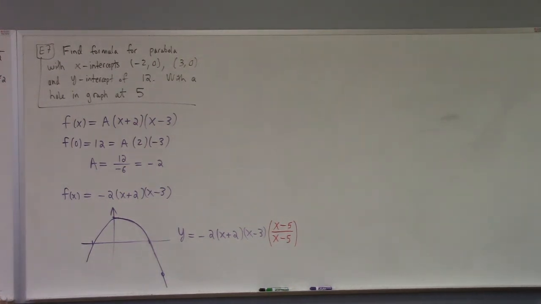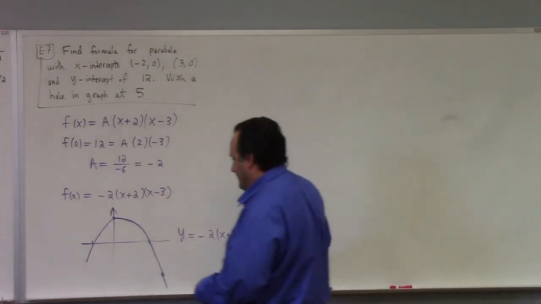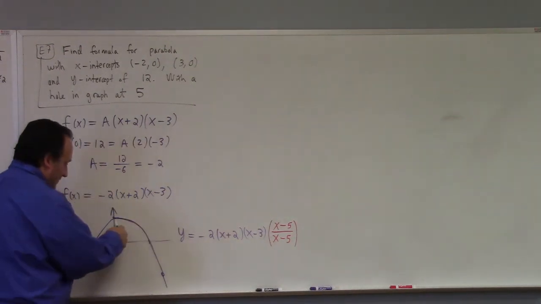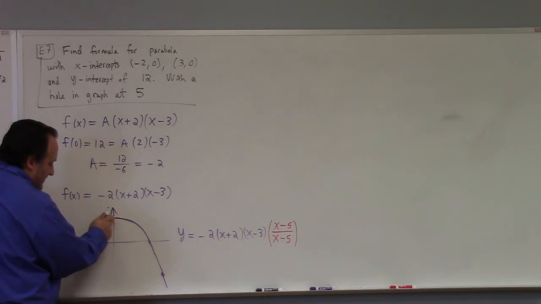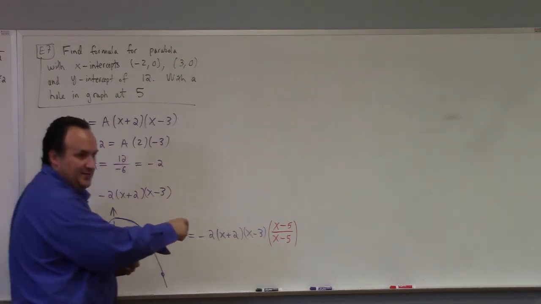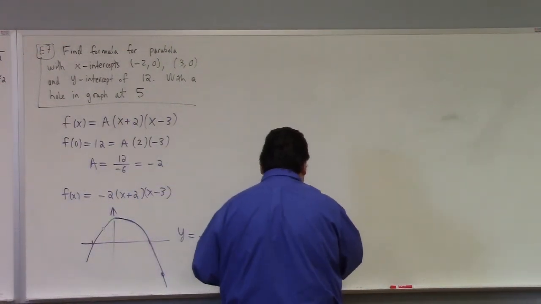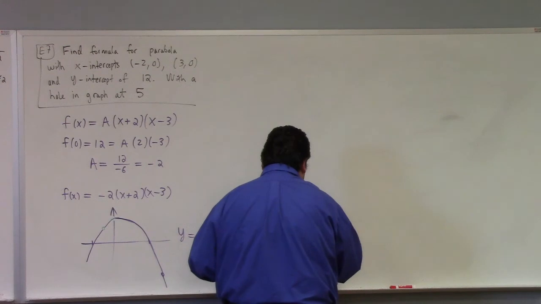You guys want to punch another hole in the graph? We can do it. Suppose you want to punch a hole at the origin? Right here? Oh, we don't, we had the intercept there. Let's punch a hole at -1. How would we do that? We just take it and multiply by x plus 1 over x plus 1.